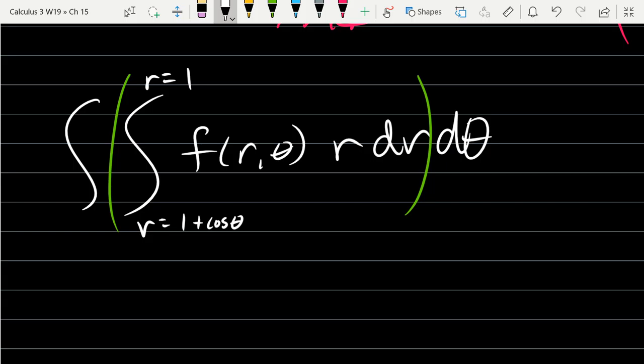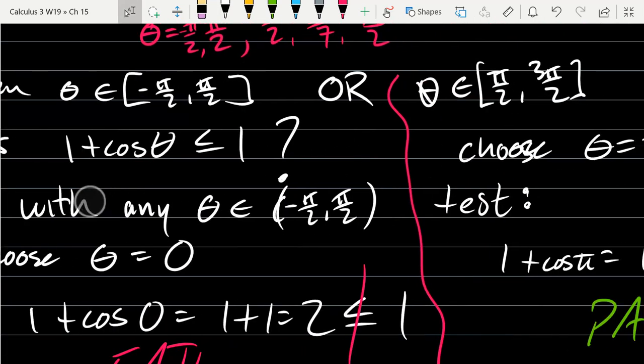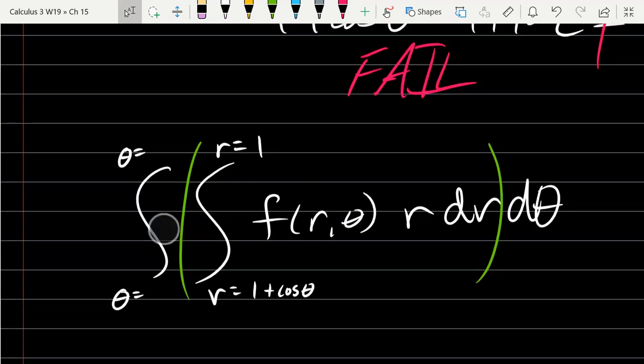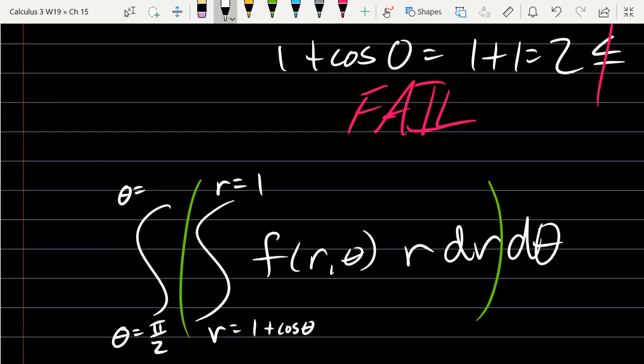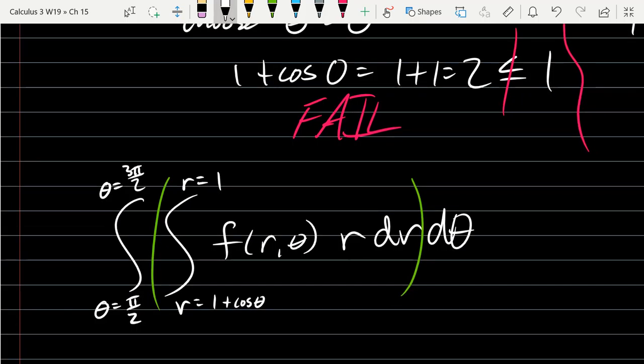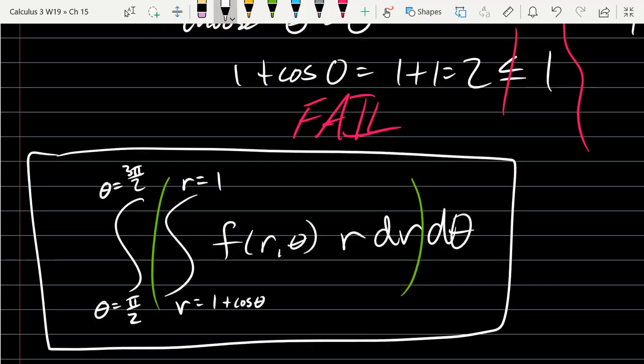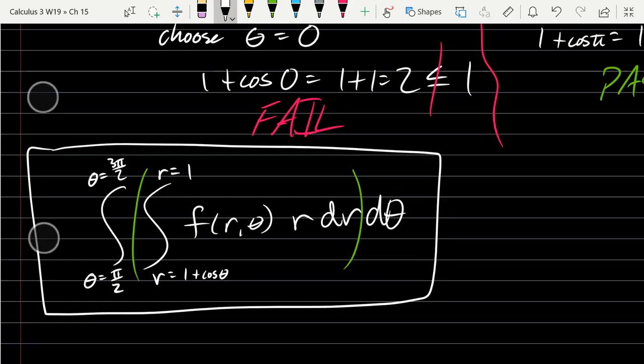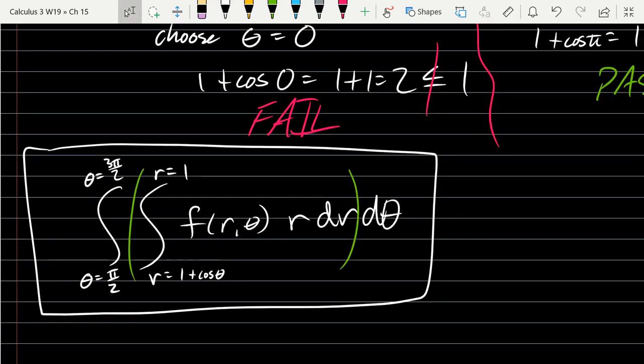All right, any questions on those? So write in your theta values now. Our outer bounds are thetas. That should be really clear. We wrote those down a couple times. So write down your theta values. So that is the integral setup.